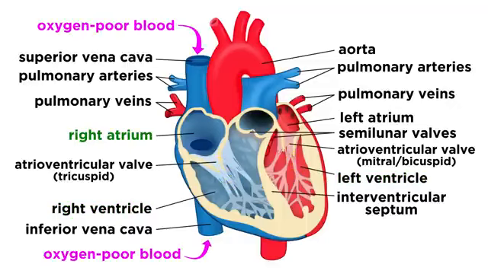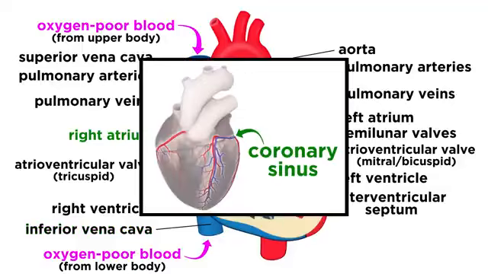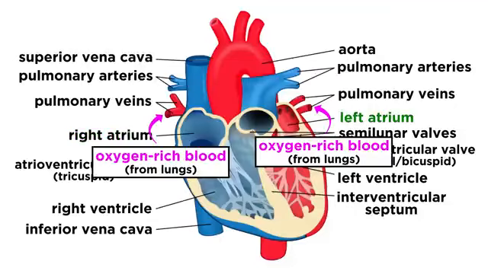Oxygen-poor blood enters the right atrium through three different veins. The superior vena cava delivers blood from upper parts of the body. The inferior vena cava delivers blood from lower parts of the body, and the coronary sinus collects blood draining from the myocardium. For the left atrium, there are four entryways, and these are the pulmonary veins, which deliver blood from the lungs back to the heart.